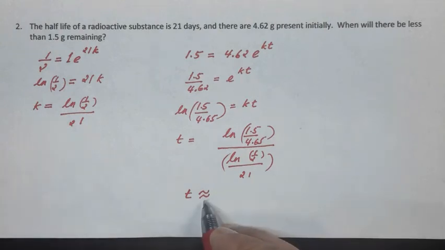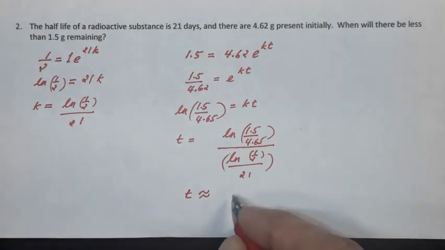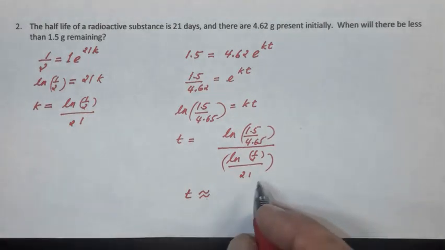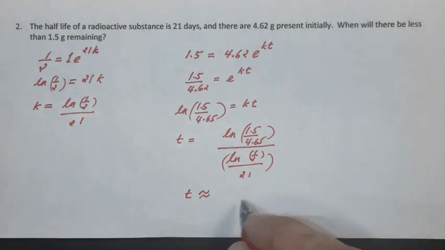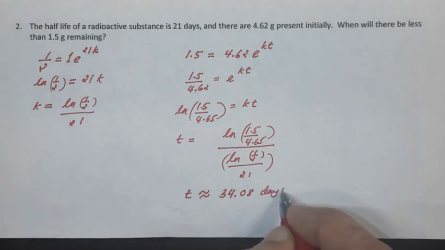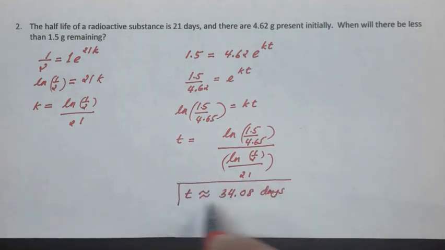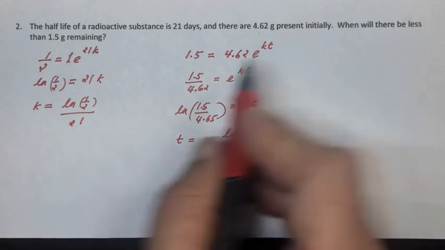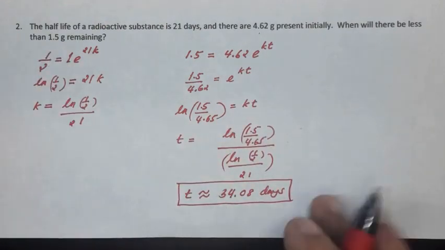Using a graphing calculator, t is approximated as 34.08 days. So that means the 4.62 grams will reduce to 1.5 grams in 34.08 days.